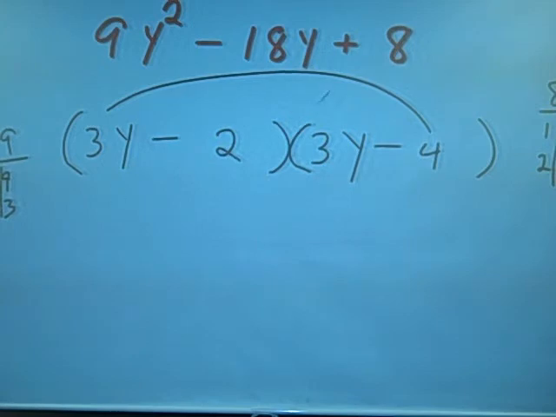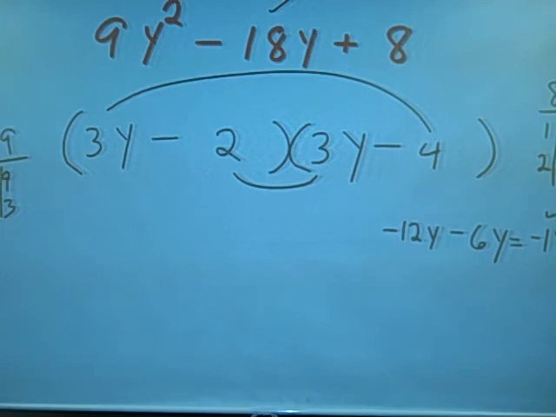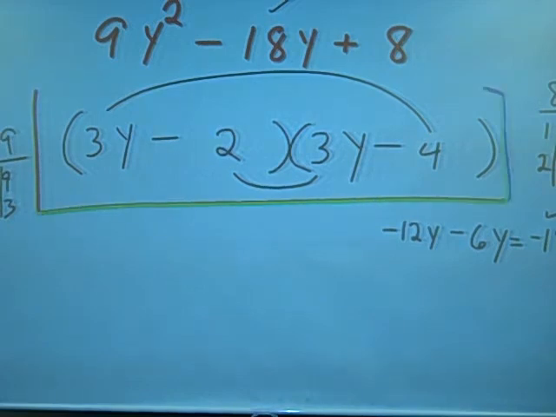Well, let's see if this checks. 3 times 4, that's negative 12y. And 2 times 3, that's a negative 6y. And that gives us our negative 18y. And that checks. Okay, so even with a problem like this, you can really narrow down your trial and error if you do it this way. Questions?